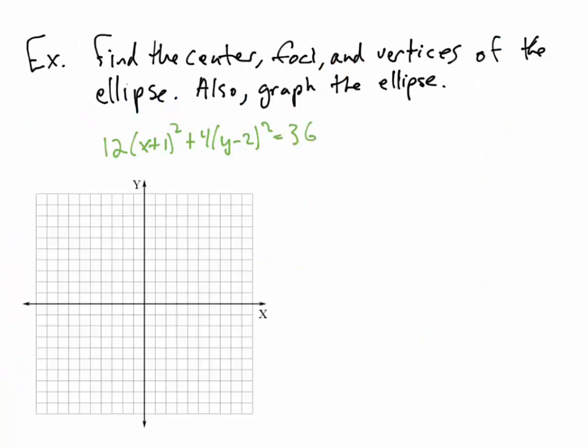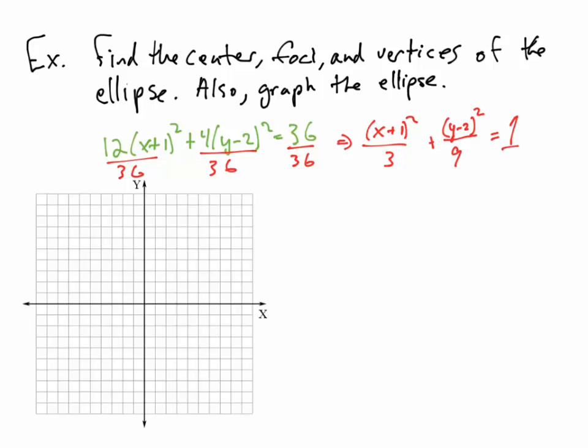And that first example says to find the center, the foci, and the vertices of the ellipse, and also graph the ellipse. So we have our equation. Now this equation is not in standard form, so what we need to do is divide every term by 36 because we want the right hand side of this equation to equal 1. So if I divide everything by 36, 12 divided by 36 is 1/3, so this is going to be x plus 1 squared divided by 3, plus 4 divided by 36 is 1/9, so this will be y minus 2 squared divided by 9 is equal to 1.